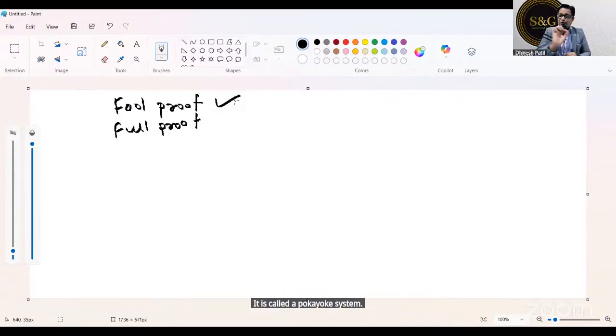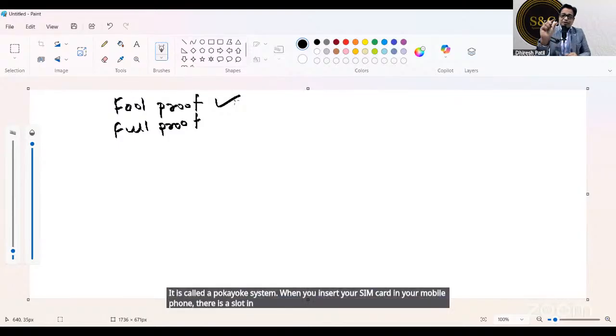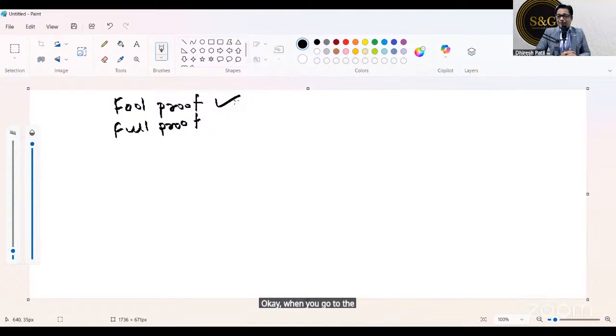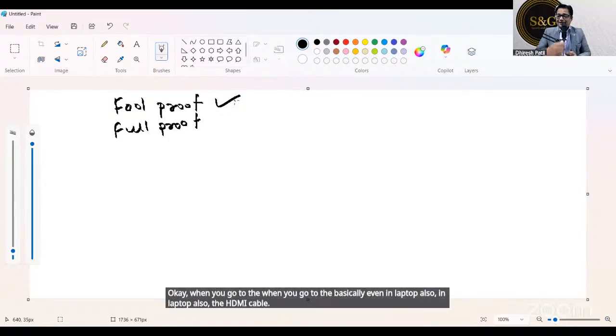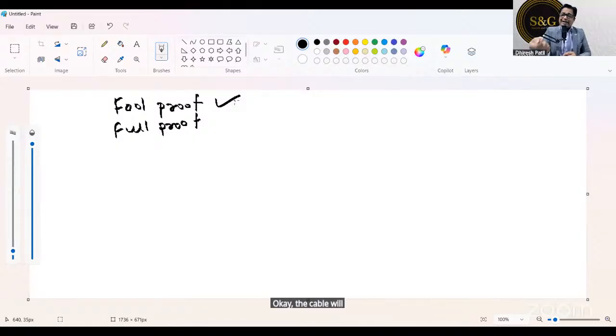When you insert your SIM card in your mobile phone, there is a slot in the SIM card which does not allow another SIM card to fit in. That is called a Poka-yoke system. Even in a laptop, the HDMI cable will go only in the HDMI port and not in other ports. It is called Poka-yoke system.